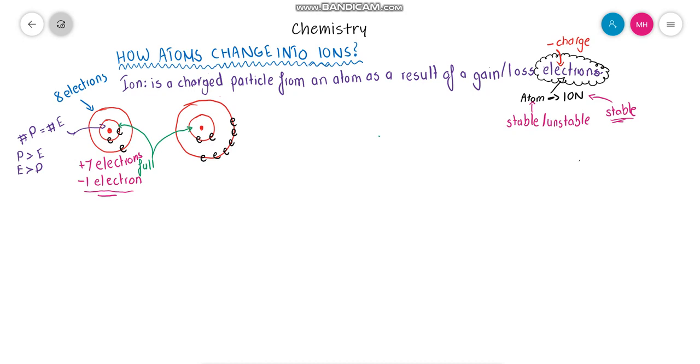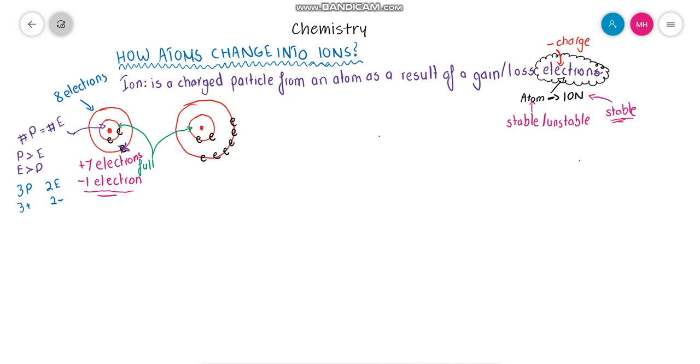In this case, when it loses 1 electron, this electron is gone and this whole energy level is out, and therefore the number of protons and electrons has changed. There are 3 protons and 2 electrons. 3 protons means 3 positive charges, and 2 electrons means 2 negative charges.